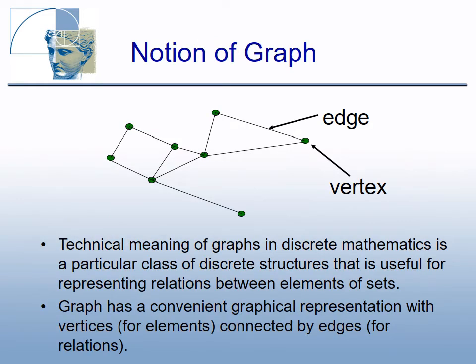The technical meaning of graphs in discrete mathematics is a particular class of discrete structures that is useful for representing relations between elements of sets. The most common representation of graphs used in computing is a diagram, which consists of vertices represented as points and edges drawn as line segments joining its end vertices. Often this diagram itself is referred to as a graph.